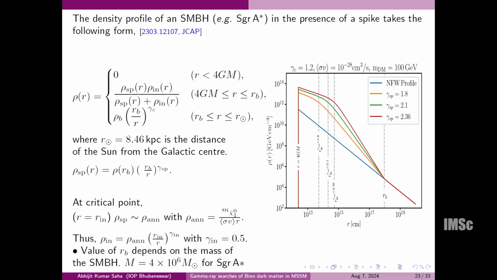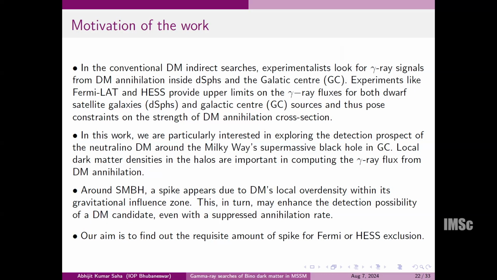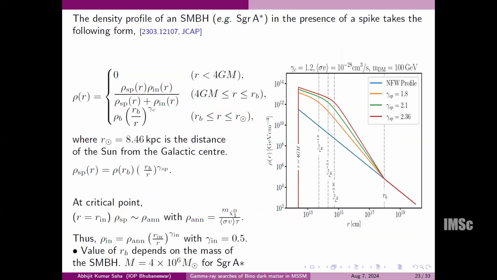So this is the very crucial slide. Here is the density profile that I have used. The blue one is the generic NFW profile. If we define it, inside the capture region there is no dark matter, and outside some particular radius R_B it follows the NFW, and inside, with the variation of gamma_SP, you see a spike.